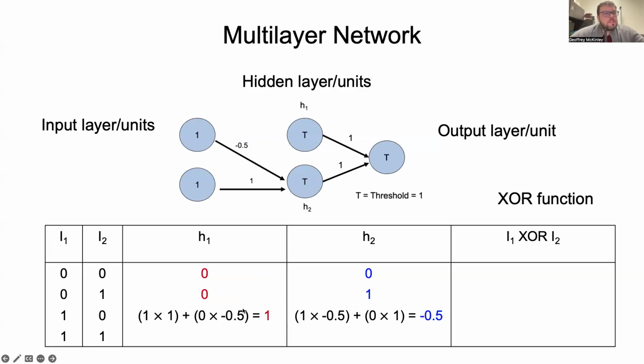And then we can do this here. So then the input into H2, when the input to input one is one and the input to input two is zero, in this circumstance, the input to hidden unit one is one, which is fine. That equals the threshold, so it turns into a one, whereas negative 0.5 is not greater than one, not even equal to one. So it's going to be zero.